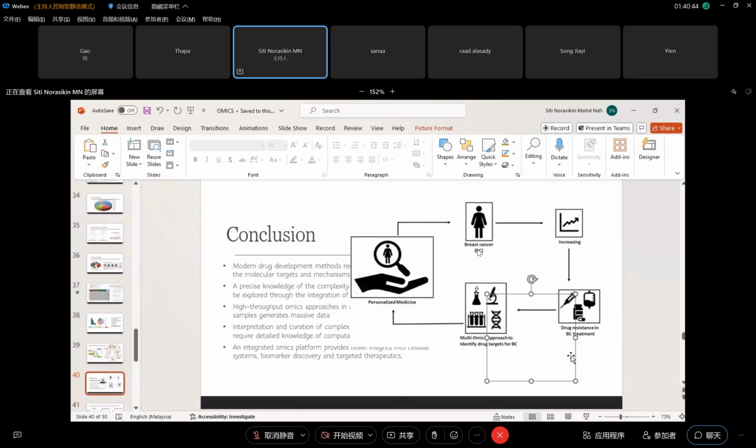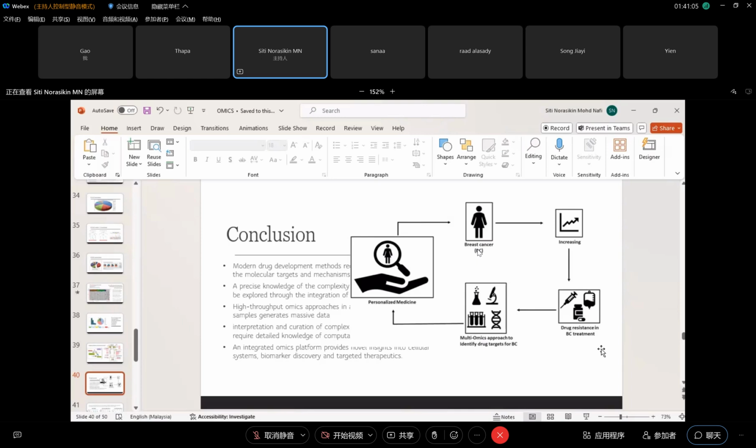Okay, so here I'll show you the diagram, the flow. How the breast cancer, this is the breast cancer cohort. And of course the cancer is increasing, and we need to design a treatment. Even when the treatment has been designed to stop the cancer cases, it still produces drug resistance.